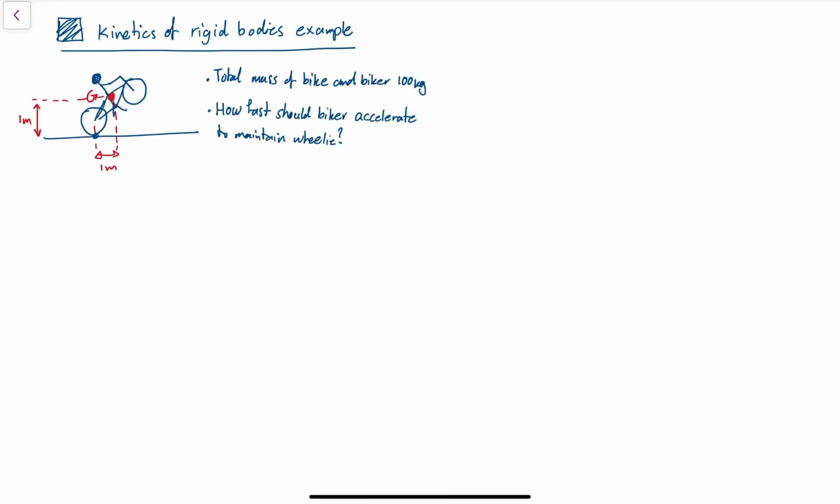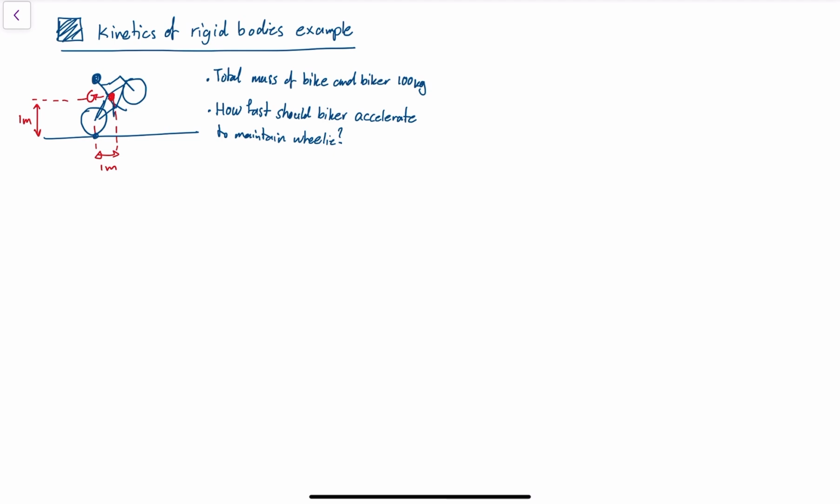Okay, here is an example, a fun one, that we can use the rigid body kinematics to solve: a wheelie problem. Assume we have this bike here. The total mass is 100 kilogram and the center of mass location is somehow described relative to the back wheel. And the question is, how fast should the biker accelerate to maintain this wheelie position?